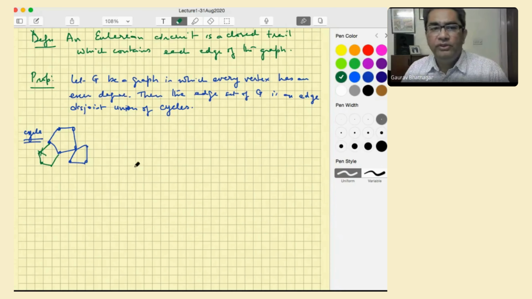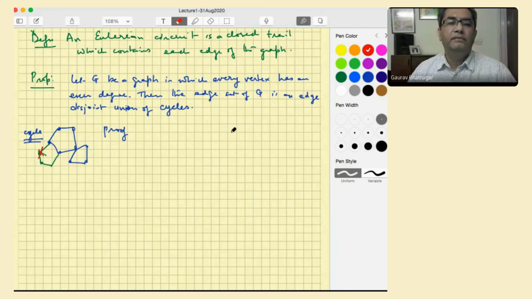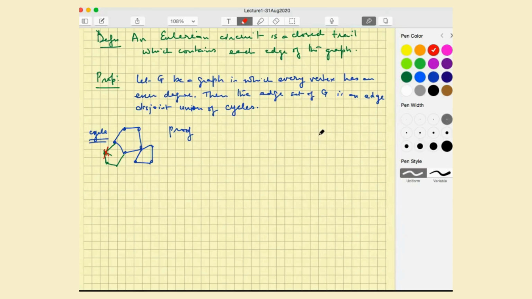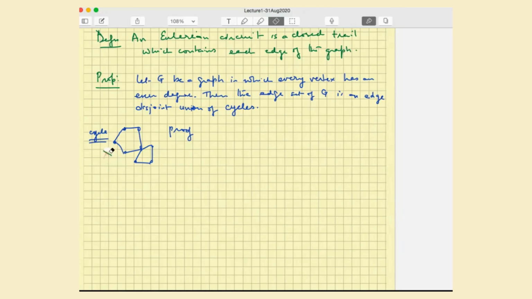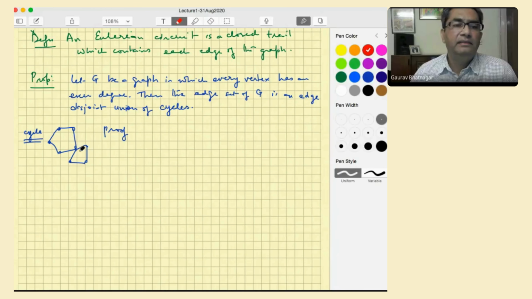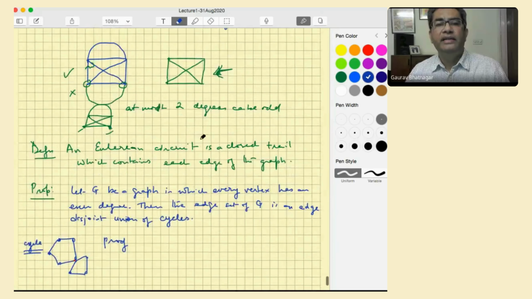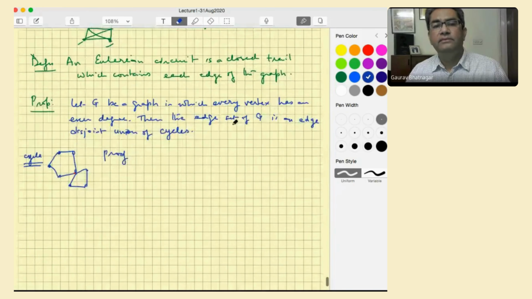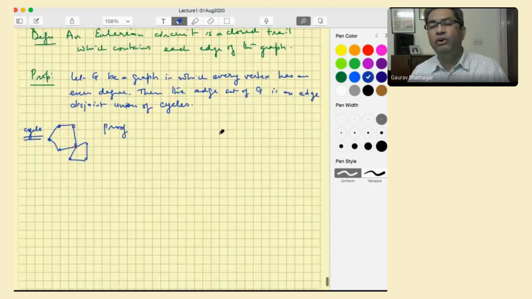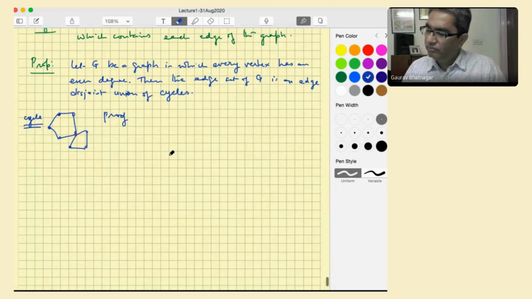An edge disjoint union of cycles. Okay, so I should mark this one as right. I said there are only two vertices with odd degree, right? Here, yeah. So the green is not allowed. That should work then. It works, but the definition we are taking is for a closed trail. Okay, so we'll prove it with these two odd vertices later, but first we are doing a simpler case.